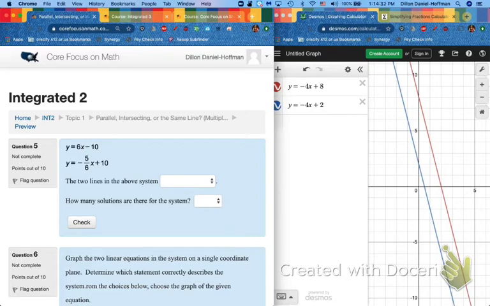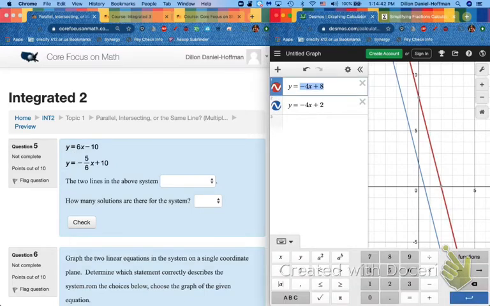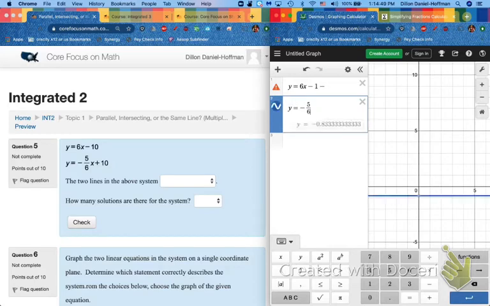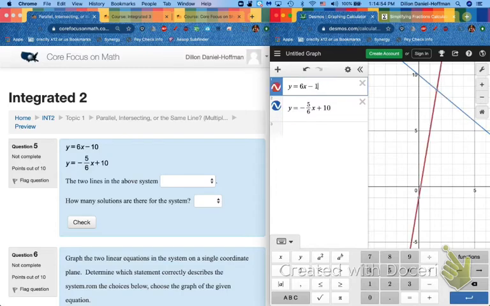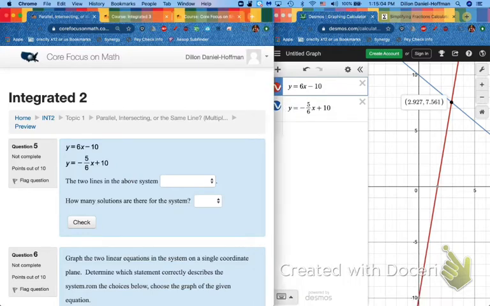Okay. The two lines in the above system, so now we notice the numbers in front of our x's aren't the same. And I'll show you right now. If the numbers in front of the x, in this case we have 6, and we have negative 5 over 6. I forgot something in that first equation. I'll go up and fix it. Now, yeah, if the numbers in front of x are different, then they'll always intersect. Always. Assuming at least the equations are simplified. So these intersect. How many? Once.